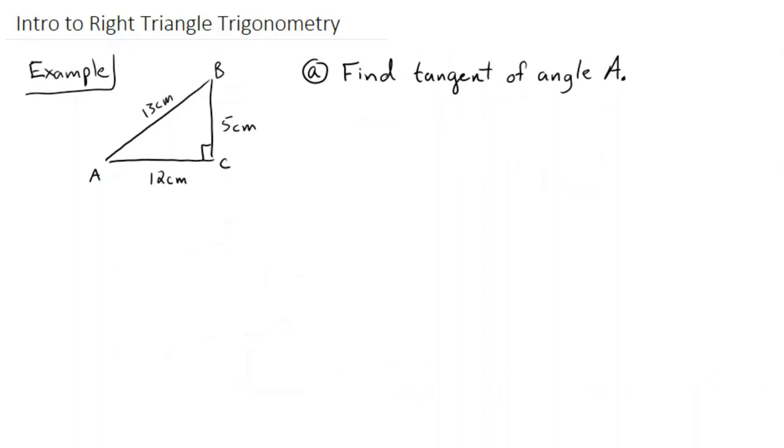Alright, so here we go. We have triangle ABC. It's not really drawn to scale because I'm not that good. And we have the side lengths there in centimeters. Our job is to find the tangent of angle A. So this is angle A, and the tangent of angle A is equal to the opposite over the adjacent. The opposite of A would be the 5 centimeters, and the adjacent of A would be 12 centimeters.